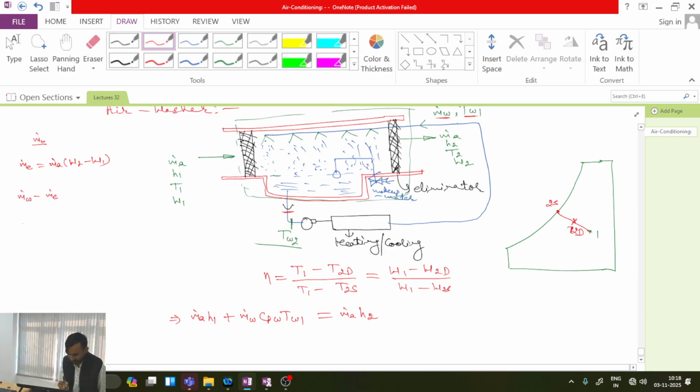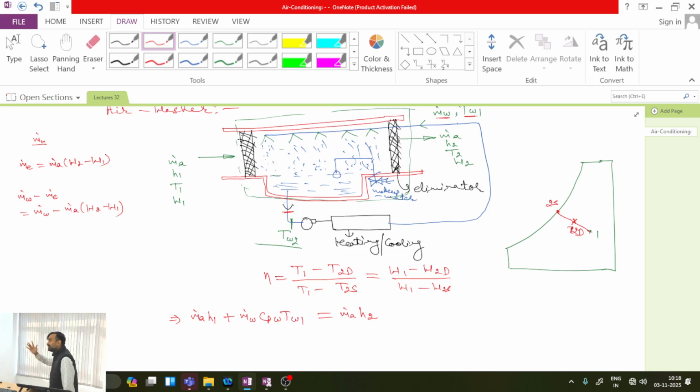M dot W minus M dot E, which is equal to M dot W minus M dot A into W2 minus W1. Correct? Whenever this water is moving in downward direction, this water now will not come at temperature TW1, because in between this water has also exchanged the heat with the air and the cool water. So after it has exchanged heat with air and cool water, its temperature has changed from TW1 to TW2. Is this one clear?